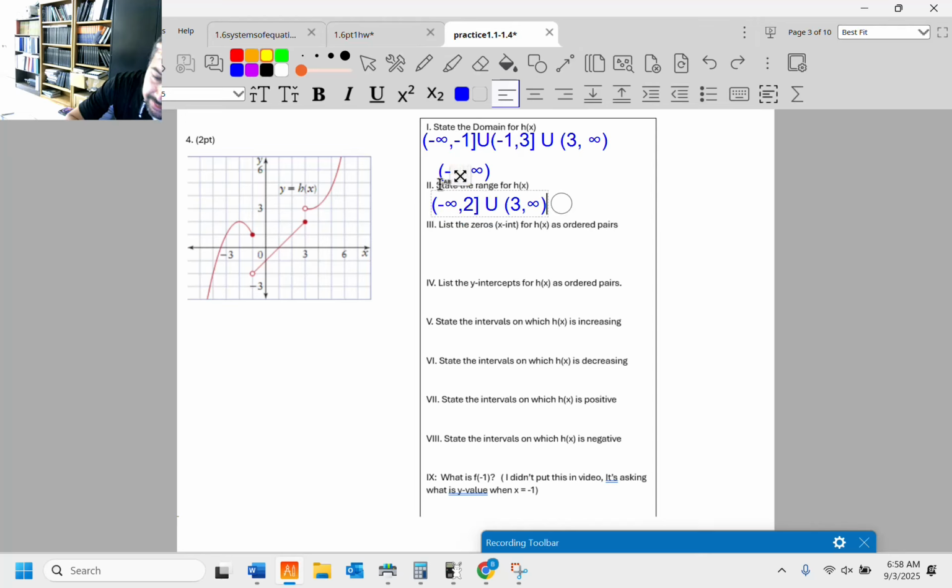Alright, list the zeros, the x-intercepts. It looks like it's got 2 x-intercepts. We're supposed to do it as ordered pairs. This was something a lot of y'all missed. Looks like there's one around negative 3.5, 0. And there's definitely one right here at 1, 0. For your y-intercepts, it looks like there's one right here at 0, negative 1.